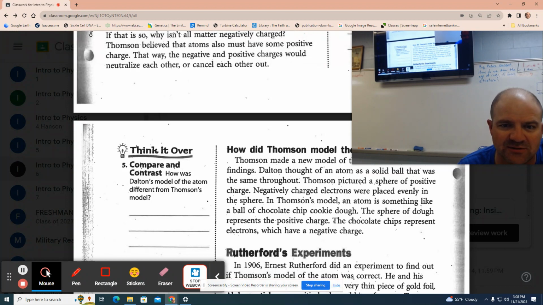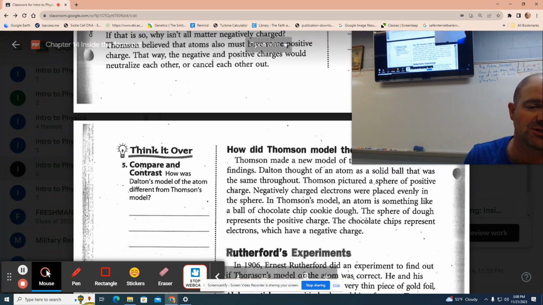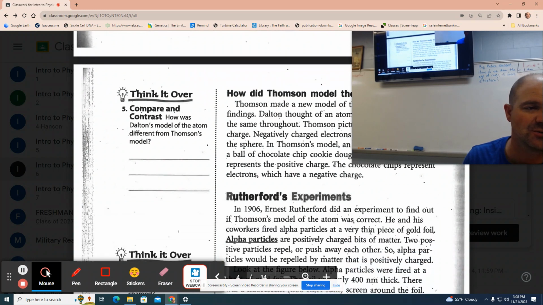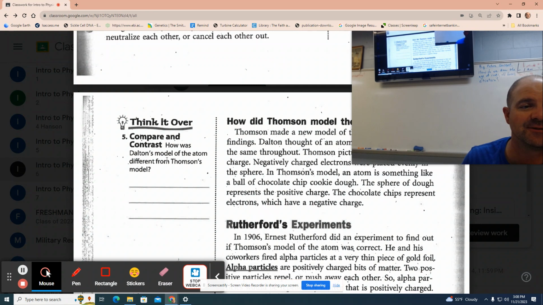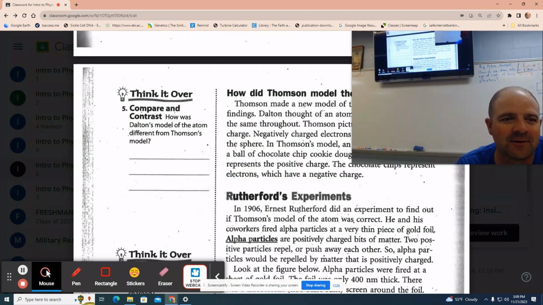The sphere of dough represents the positive charge. The chocolate chips represent electrons, which have a negative charge. Cool. Compare and contrast: how was Dalton's model of the atom different from Thomson's? So instead of just being an evenly mixed sphere of one thing, Thomson has the overall substrate being positive, and then you have these negatively charged particles kind of stuck up in it, kind of mixed in. Still wrong, but getting there. We're getting there, right? Every model keeps getting better.